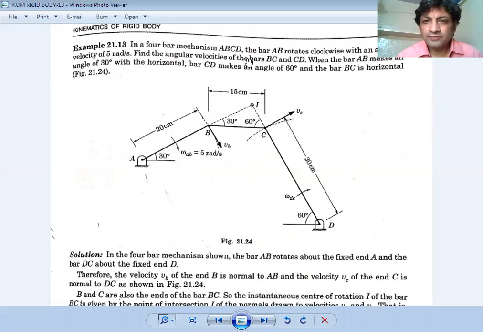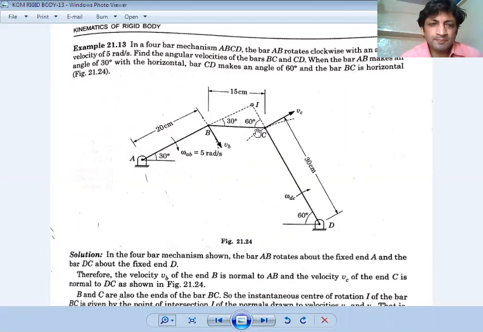Find the angular velocities of the bars: omega BC, we have to find, and then omega CD. This is when the bar AB makes an angle of 30 degrees with the horizontal, and CD is making an angle of 60 degrees. And the bar BC is horizontal. So in this whole instant, we have to calculate the values that are asked in the question.